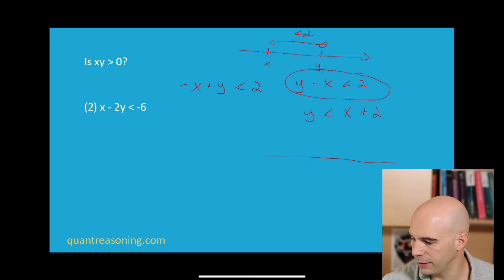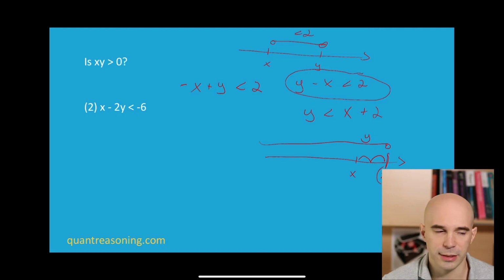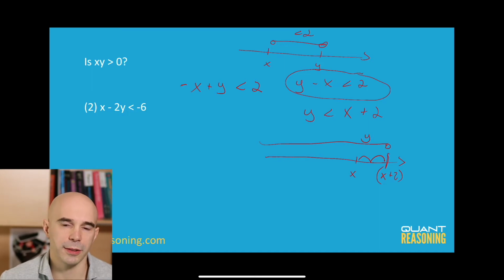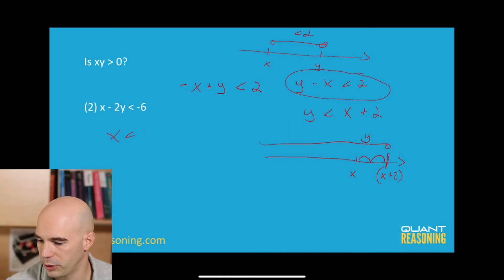And then I could say, on a number line, here's x, and then 2 units to the right of that is x plus 2. And where's y? Somewhere to the left of that. Right, so that's another way to draw statement 1 on a number line. And maybe you should do that for statement 2, just to practice. I mean, for statement 2, you could just add 2y to both sides. Right? Adding 2y to both sides, I get this.